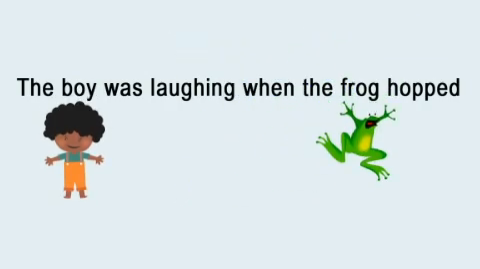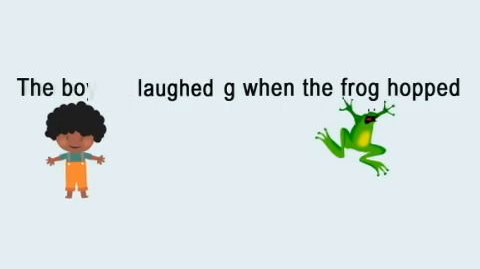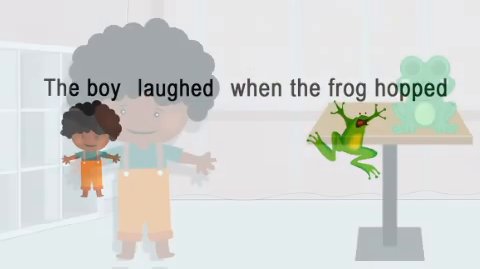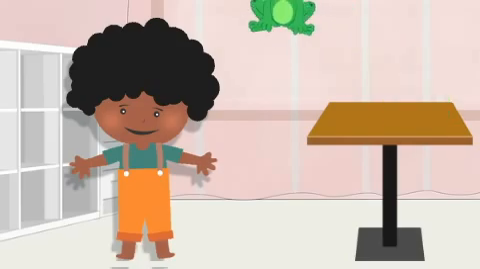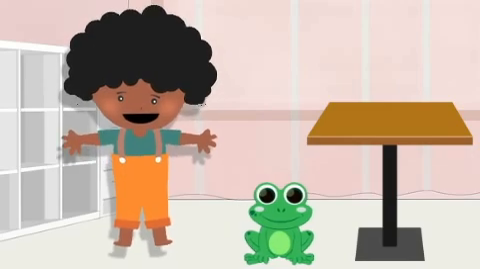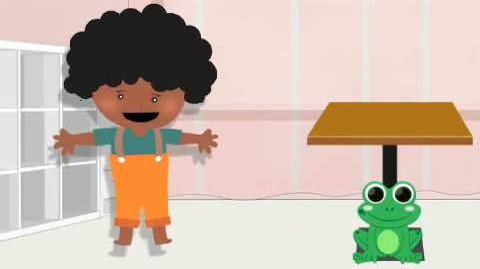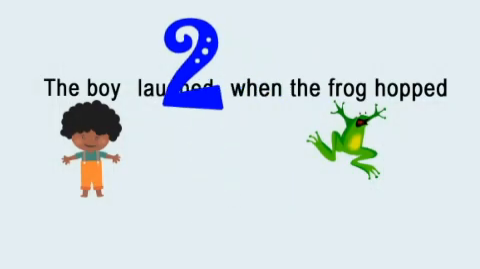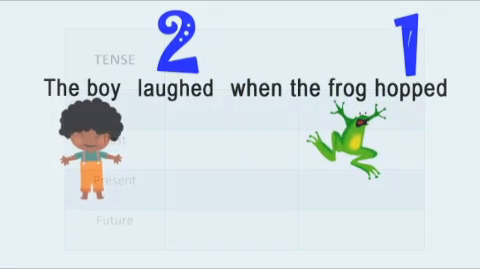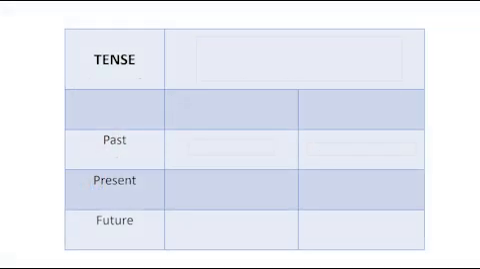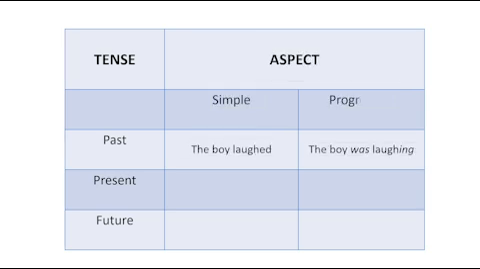But next, consider the situation in which the boy laughed when the frog hopped. In this case, the boy's laughter began after the hop. The difference between the 2 past tenses is called aspect. The boy laughed is a simple past tense form, but the boy was laughing is a past progressive form.